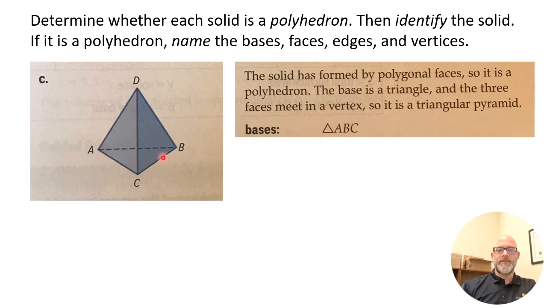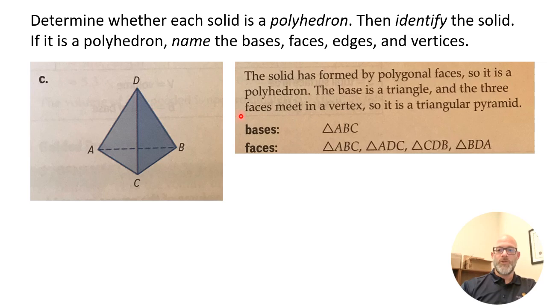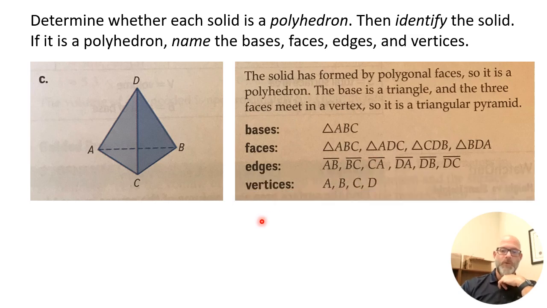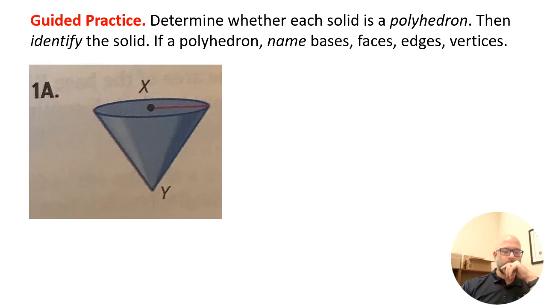How many faces are there? There's 4. There's the base and the other 3 faces. They're all triangles. So we got ADC, we got CDB, and the base ABC. How about the edges? Well, we got 1, 2, 3, and then 4, 5, 6. The base plus 3 connectors to the base from the common vertex is 6. They're segments. And then finally, how many vertices? 4. Yeah, 4 vertices. Good. All right. Go ahead and try this one on your own and see how you do.